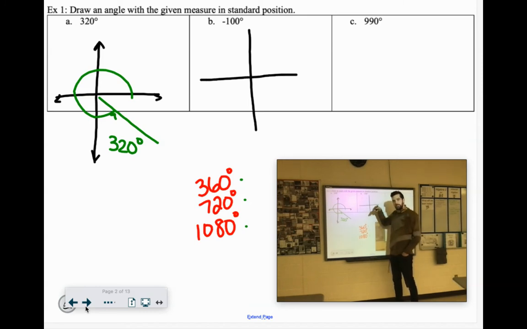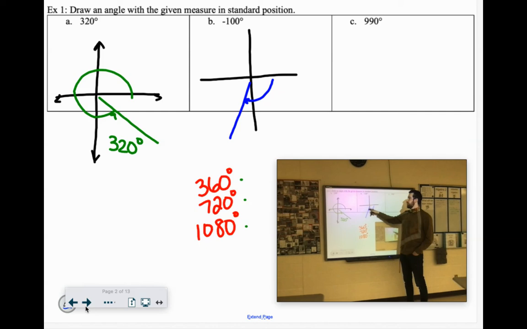Negative 100 degrees. Remember, negative dips down. Each quarter is 90 degrees, so we're going to be going down this way, a little bit past 90. You'd have to be 10 degrees more. I know your degrees aren't going to be absolutely perfect, but you know-ish. Half of 90 would be 45 degrees, so we can kind of estimate. So 10 degrees past 90 there, that would be negative 100 degrees.